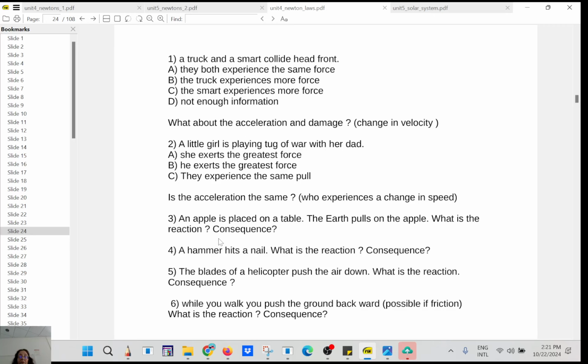Okay, so this is not intuitive. You have something sitting on the desk. The earth pulls the apple down. What is the reaction? Exactly, the apple pulls the earth. So people want to say the desk. No. It goes in pairs. Earth, apple, only them two. The earth pulls the apple, the apple pulls the earth. The apple pushes on the desk and the desk pushes back, which is called the normal force. So normal force is a reaction force, right?